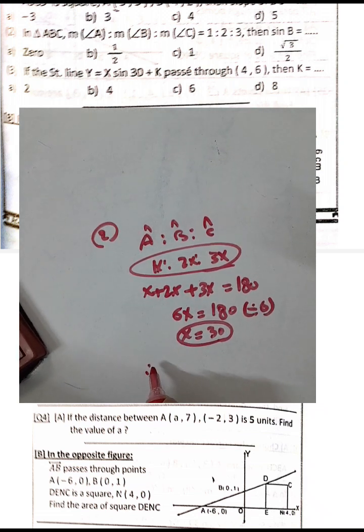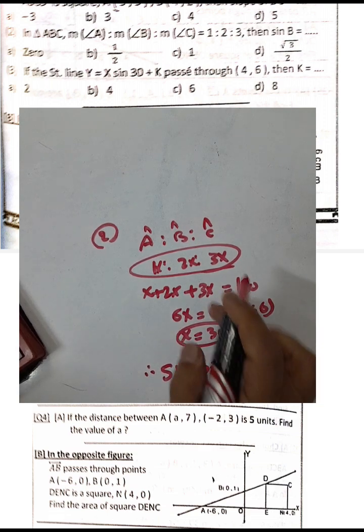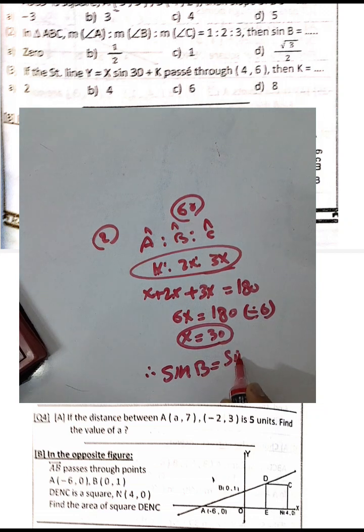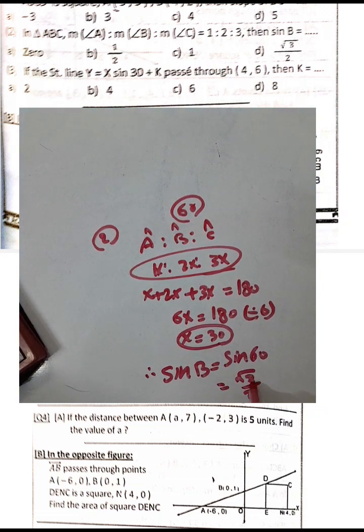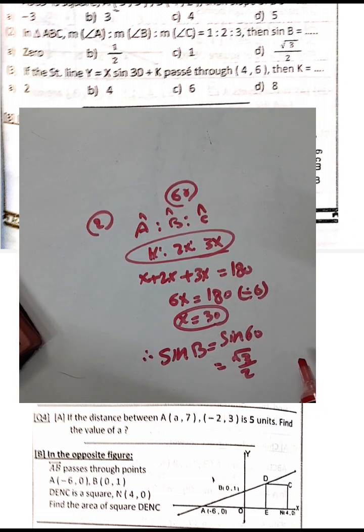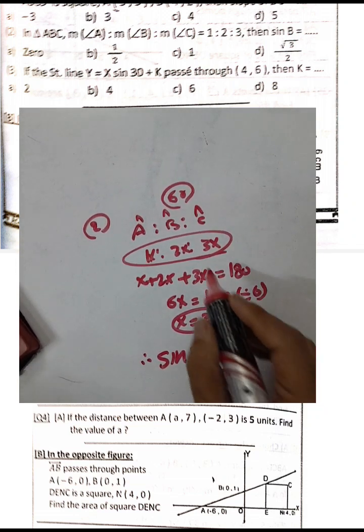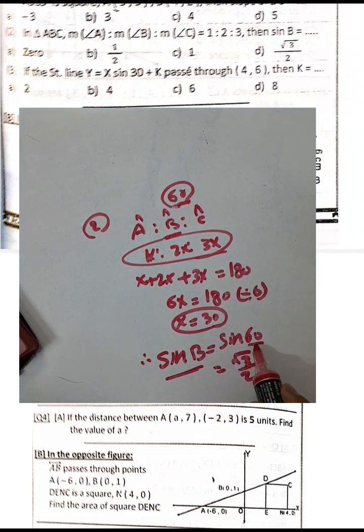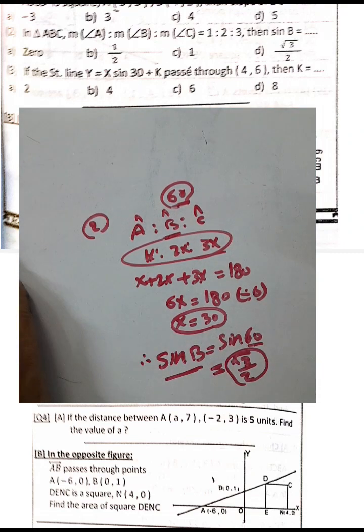Then you can find angle B because you want to find sine B. B here equals 2 times 30, which is 60 degrees. Then sine 60 will be root 3 over 2. The result will be root 3 over 2, because we found angle B equals 60 degrees, then sine 60 equals root 3 over 2.